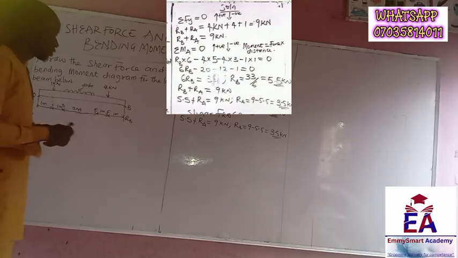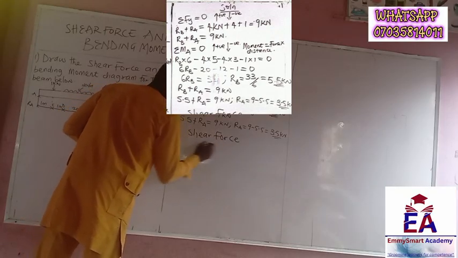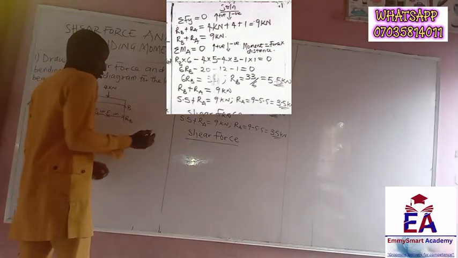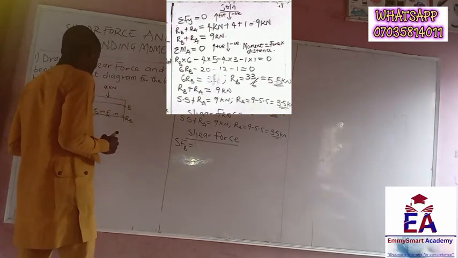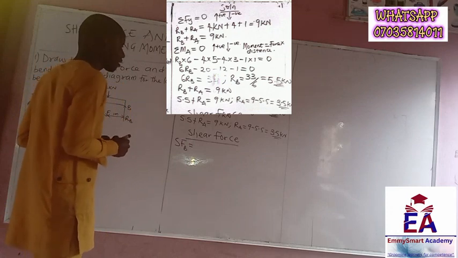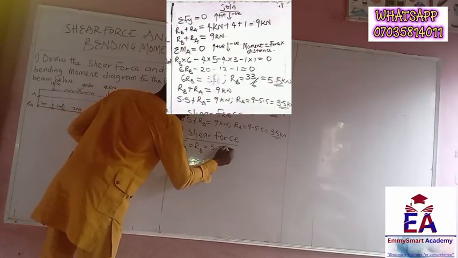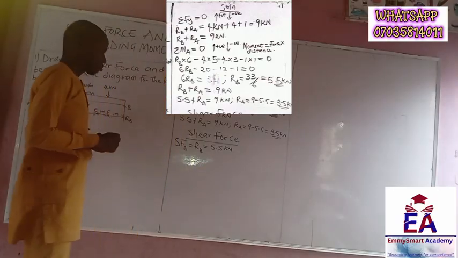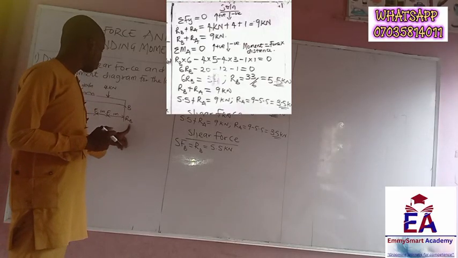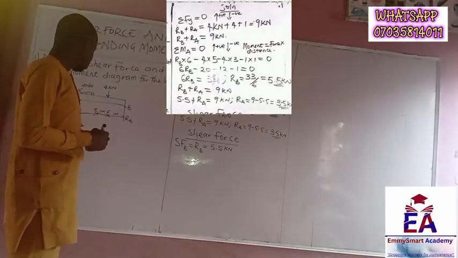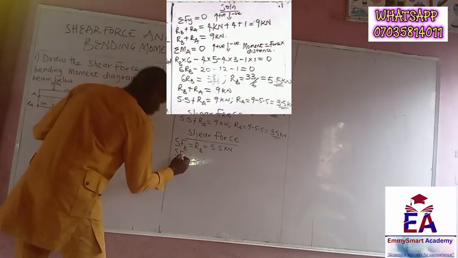So that's basically how to find the reaction at B and the reaction at A. With this information, I can now find the shear force. Shear force at B is the same thing as the reaction at B, which is 5.5 kilonewton. Remember, we're looking at force, so the reaction at B is the same thing as the shear force at B.